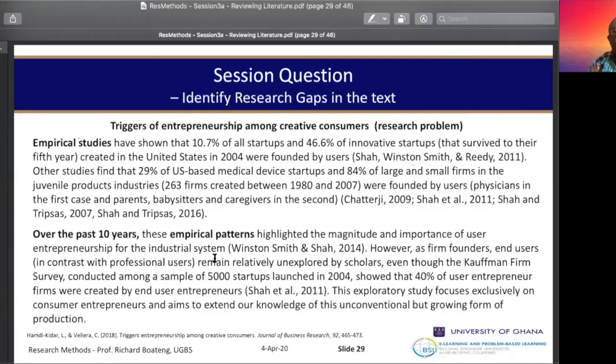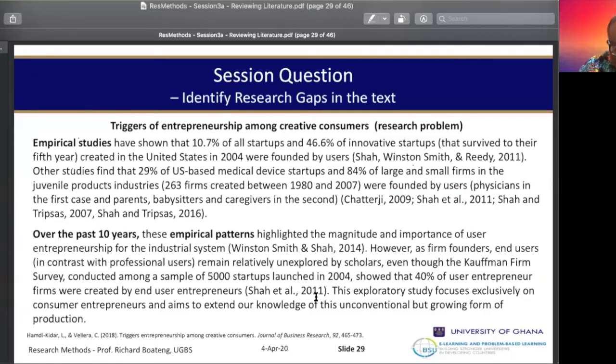What he's trying to say here is that even though this study, 5,000 startups launched in 2004, were studied by some authors, that's Shah et al. in 2011, 40% of the firms they studied out of the 5,000 were created by end users. Despite all these statistics, people are still not studying end user entrepreneurship. So he's asking why are they not studying it?